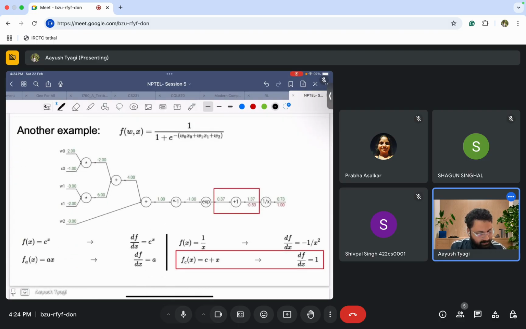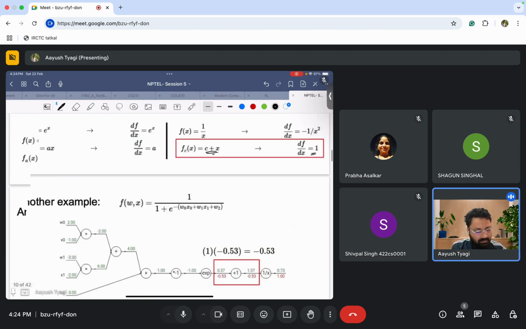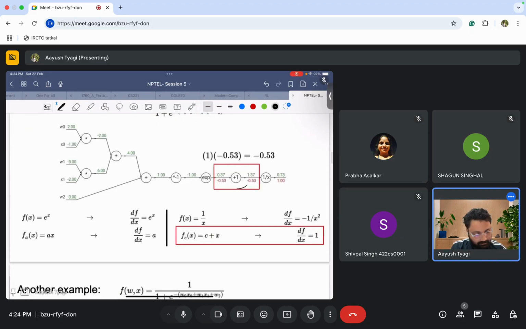Okay. Next, we are basically adding one to our overall operation, which is best suited for c plus x, and the gradient is basically 1. So the same gradient passes, right? 1 into minus 0.53. So the gradient at this point is minus 0.53.